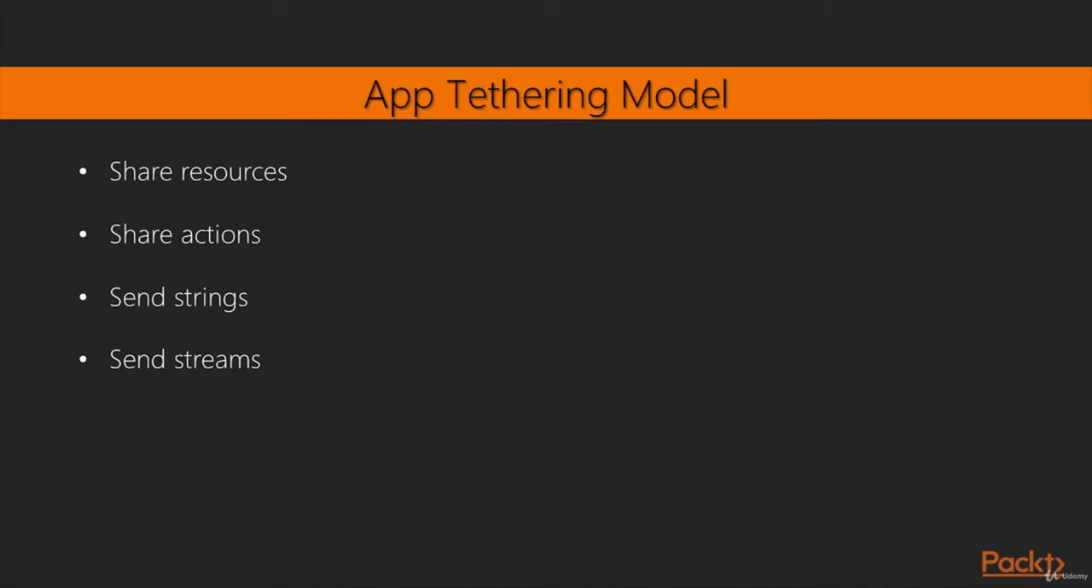4. Send streams. One of the apps can send a stream to one of the other apps. The stream can also contain binary data such as an image or an MP3 file.